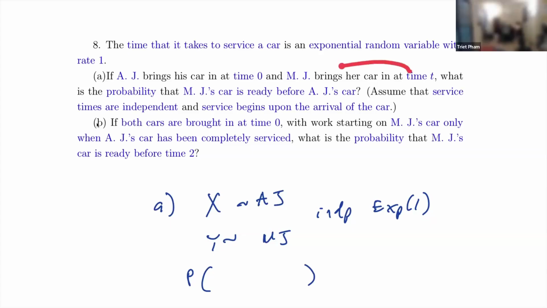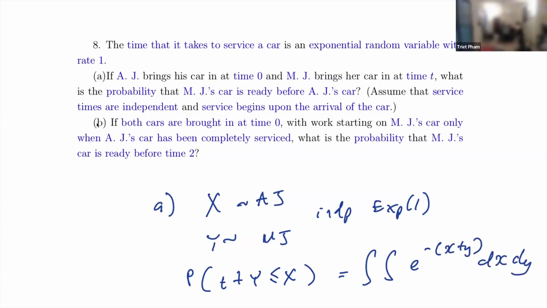But don't forget that MJ starts at time t. So something like t plus y is less than or equal to x. Correct? And there you have it. You just have to set up the double integral for this region, which is something like e to the minus (x plus y) dx dy, where x runs from t plus y to infinity and y runs from 0 to infinity. Whatever that is. Any question?